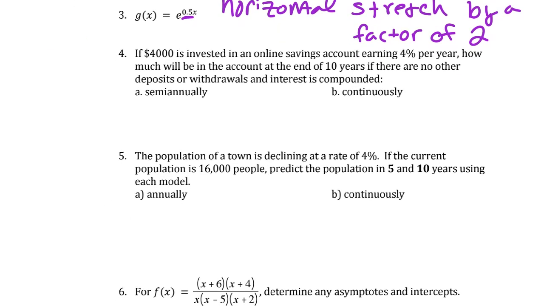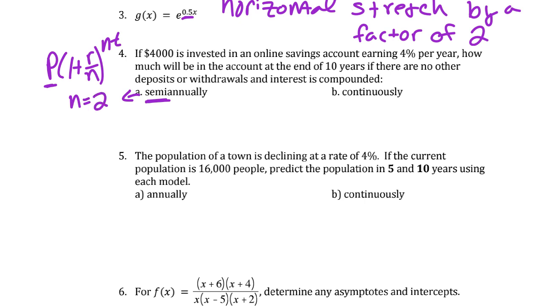Problems 4 and 5 have to do with your exponential growth and decay functions. The first one has to do with money and how it's compounded. So you have 2 functions going on here. The first one is P times (1 plus R over N) to the NT. This is your principal amount, your rate is R, and N is the number of times it's compounded. This is semi-annually, so N for this one is 2.